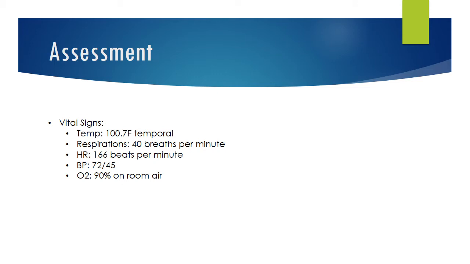Assessment. The nurse begins by taking Billy's vital signs. She determines the following: the temperature of 100.7 Fahrenheit taken temporally, respirations of 40 breaths per minute, a heart rate of 166 beats per minute, blood pressure of 72/45, and oxygen saturation of 90% on room air.